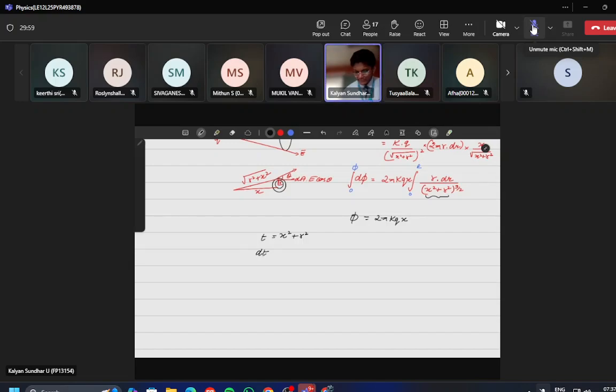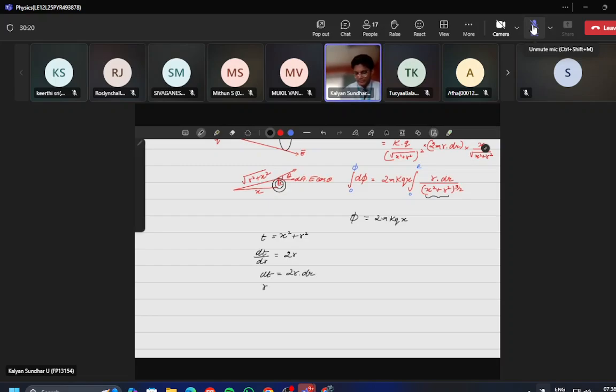So dt with respect to which variable, dx or dr? r. Good, sir. Because x is not going to be changing, so it will be a constant parameter and its derivative will be 0. It will be equal to 2r. So dt will be equal to 2r into dr.